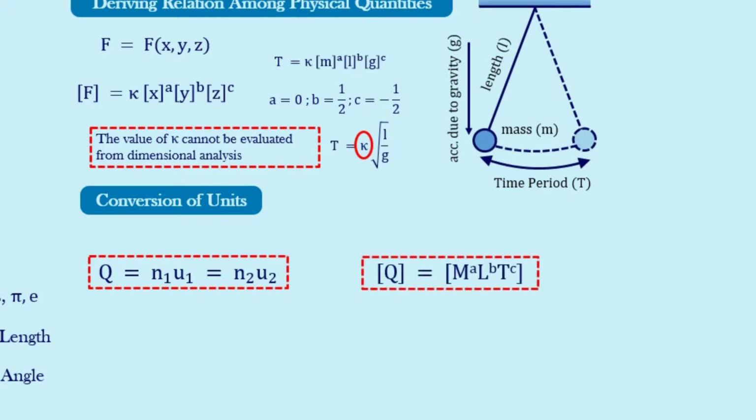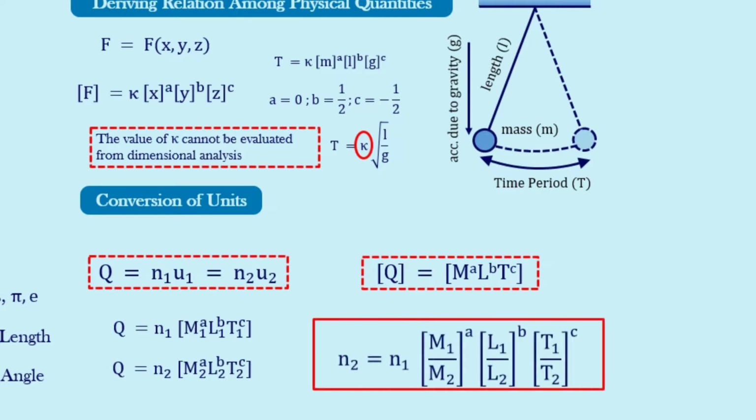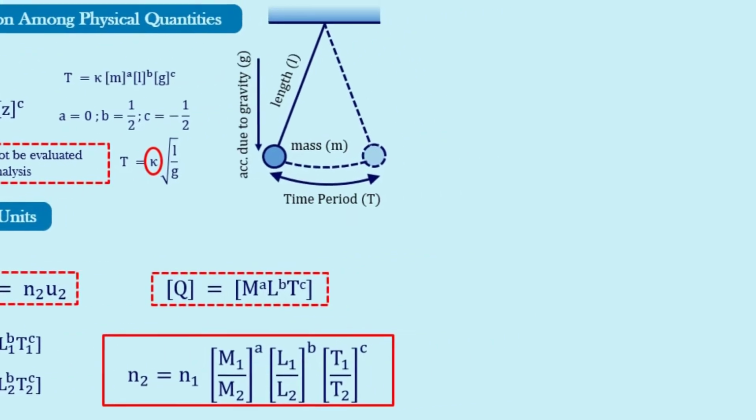Now if the dimensional formula of the quantity q is [M^a L^b T^c], then we can express the quantity in the first system of units as n1 times m1 to the power a, l1 to the power b, t1 to the power c, and in the second unit system as n2 times m2 to the power a, l2 to the power b, t2 to the power c. Equating these two, we can obtain the conversion relation.